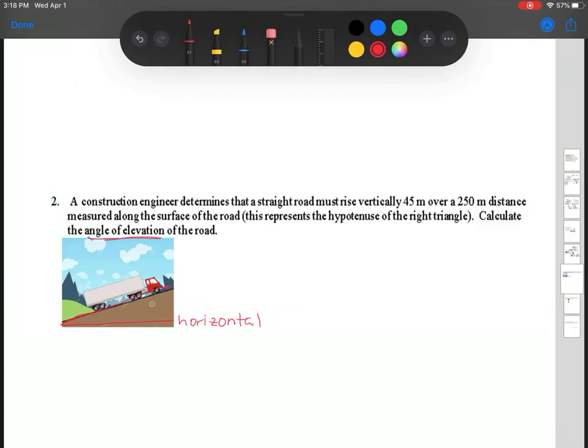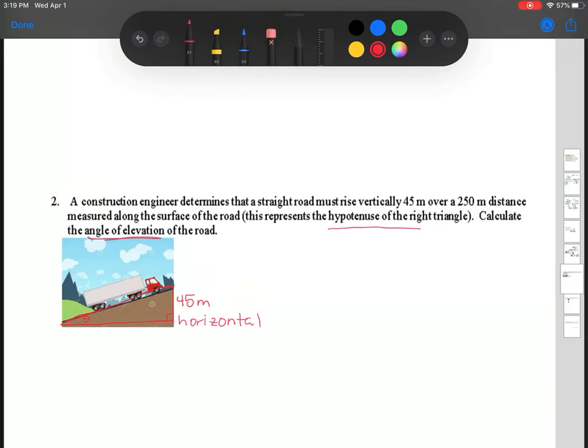Oops. Again, do a better job with a ruler. So we're looking for the angle of how much it's rising by. And then you can complete your triangle. Now we have two distances to include. The road must rise vertically 45 meters over. So it's rising vertically, and vertical is up and down. And then it says 250 meter distance measured along the surface of the road. So you can see here the truck is driving, and trucks drive on the surface of the road.